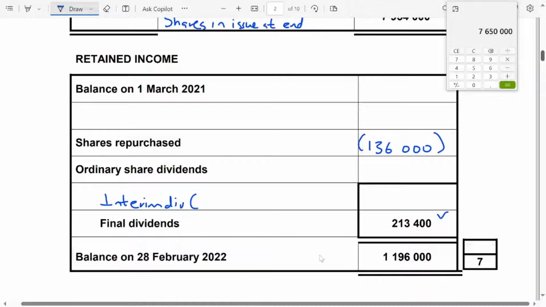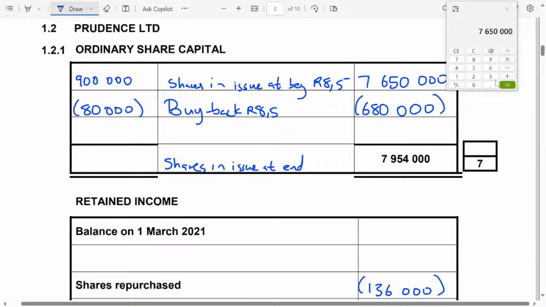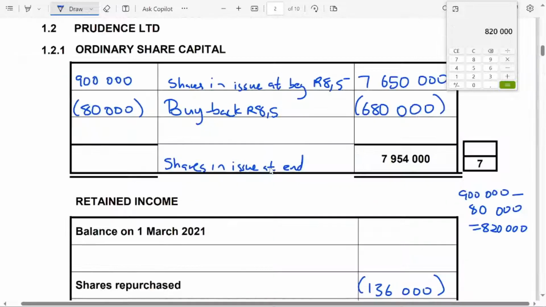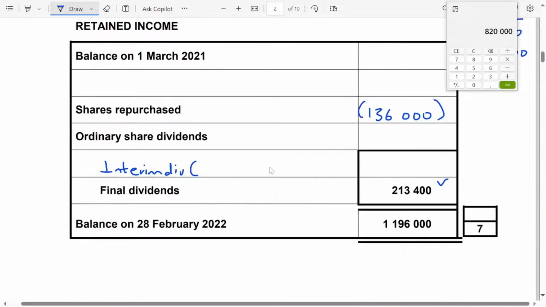So we're going to come here, 900,000 minus 80,000. So it means that the shares right now that are left for the interim dividends are 820,000. These are the shares that are going to be used for the interim dividends. Why am I saying that? It is because they said on 30 August 2021 that these shares that have been bought back will no longer qualify for the dividends. So when we are calculating the interim dividends, we are going to calculate them on the shares that are remaining, which are 820,000.